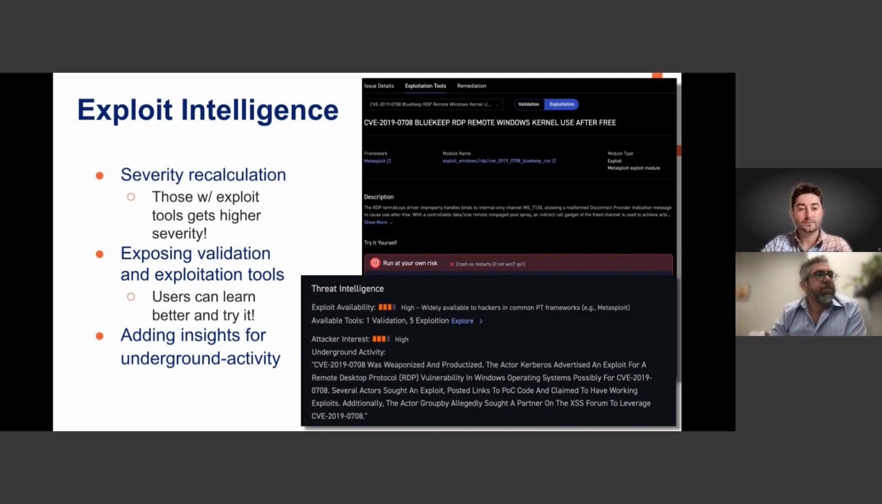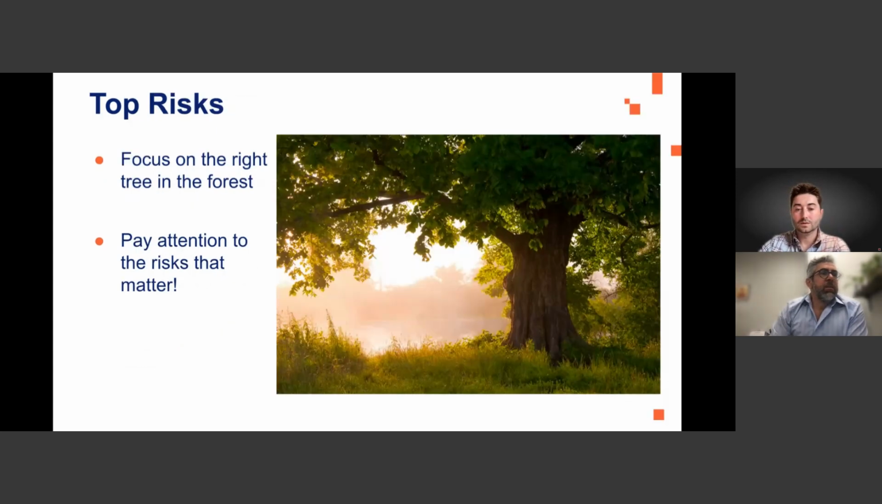All right, let's move on. So sometimes, we can't see the forest for the trees. So I took this and put here, you want to focus on the right tree, right? In the forest, and you want to pay attention to the risks that really matter. So it's not about those thousands or hundreds of vulnerabilities. As I said earlier, you need a program, you need a process that will show you the top 10 or 15 vulnerabilities to handle right now.